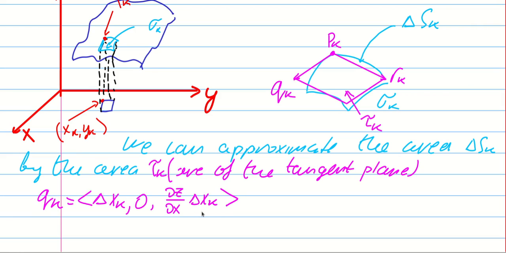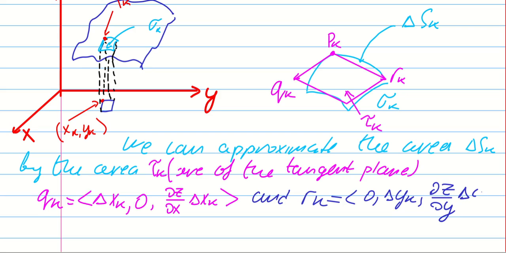All right, so we're going to get this vector over here. Also, we can get r sub k by the same reasoning, by taking 0, delta y sub k, and partial of z with respect to y times delta y sub k.